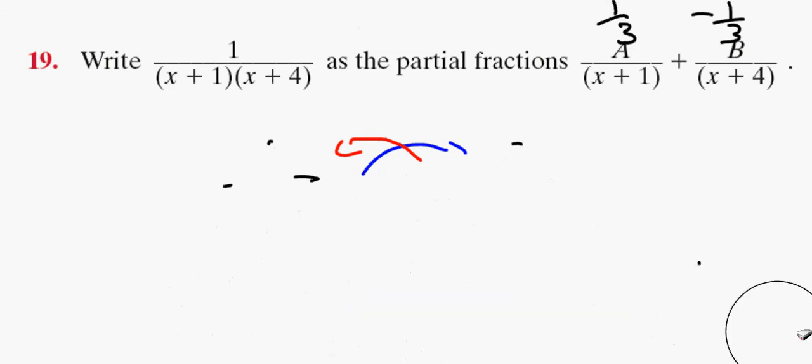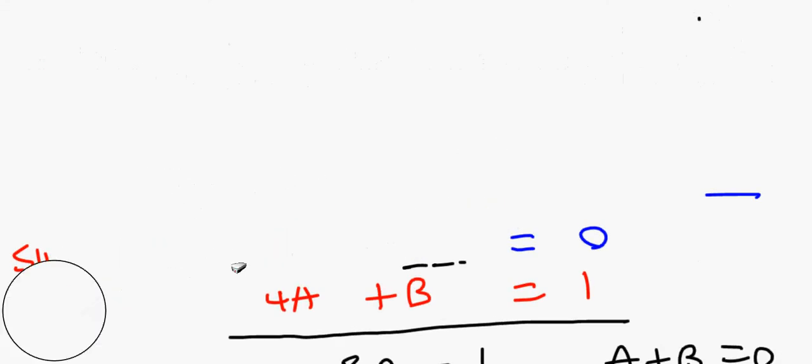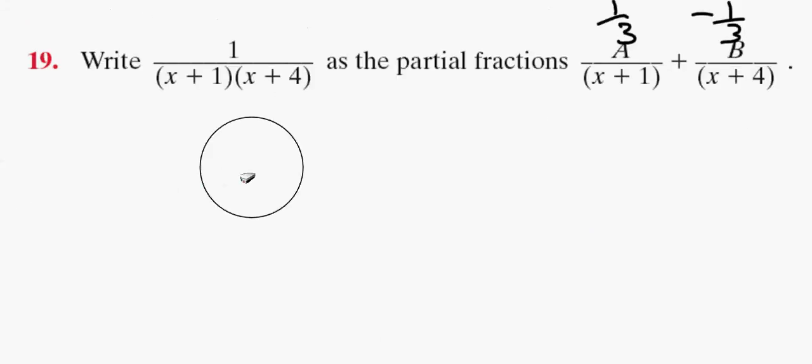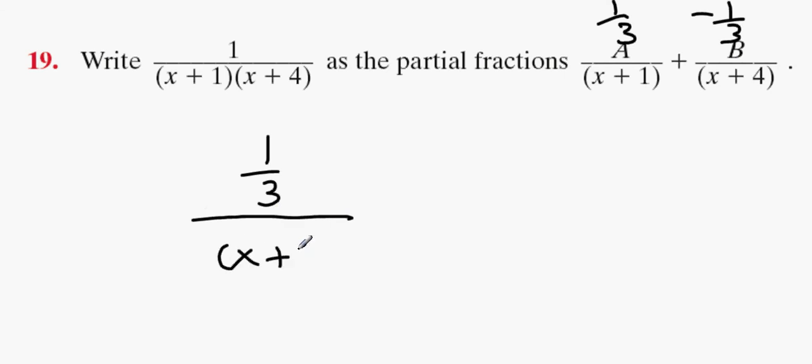So what we gotta get here is the following. We're going to get as partial fractions, okay? A third divided by x plus 1, minus minus a third divided by x plus 4.